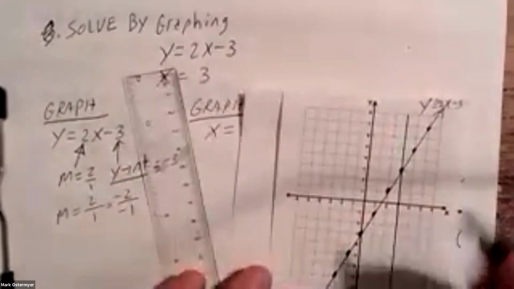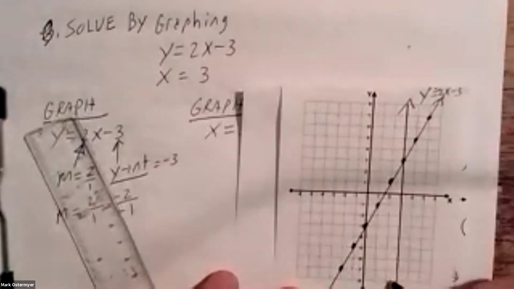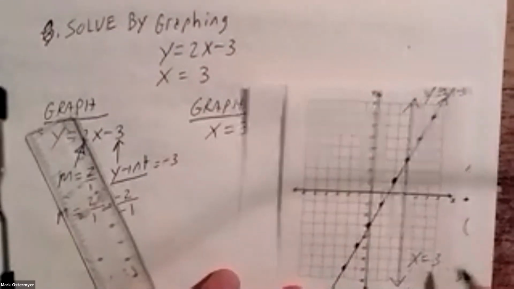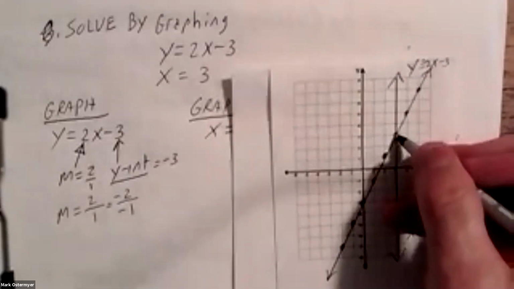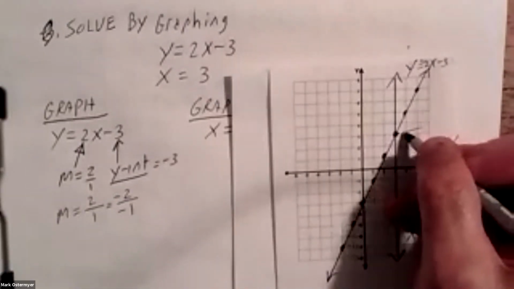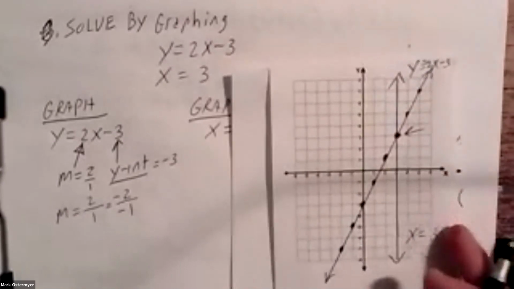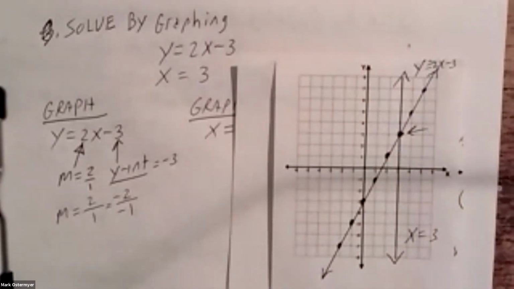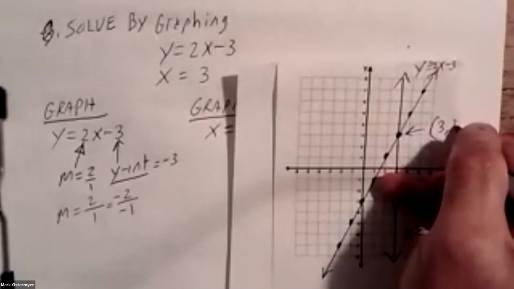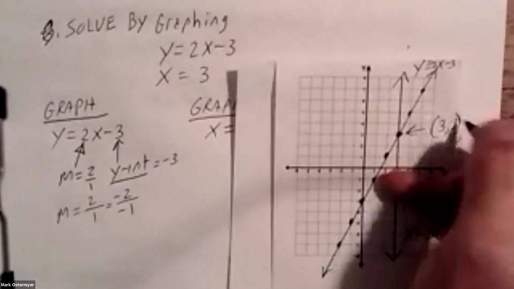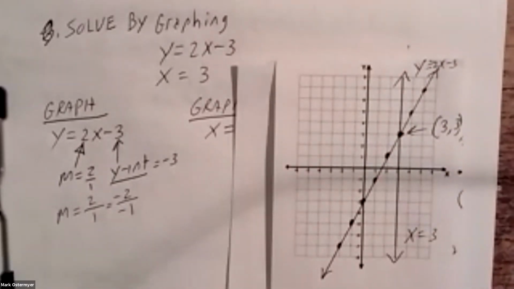Ladies and gentlemen, you have the graph of that second linear equation in the system. The graph of x equals 3 is that vertical line. Where do these lines intersect? They intersect right here. So what is that ordered pair solution? Can you read off its coordinates? 3, 3. All right, so it looks like the ordered pair solution to this system would be the ordered pair 3, 3.